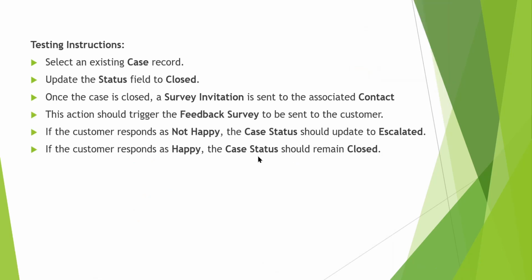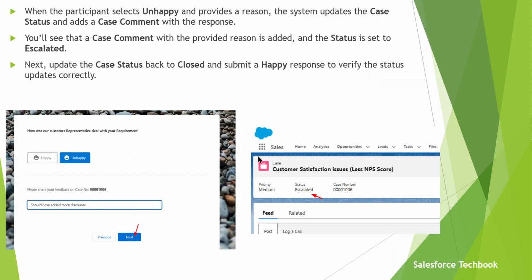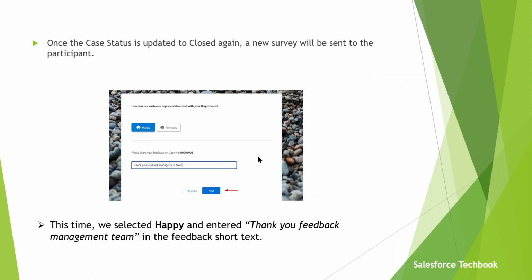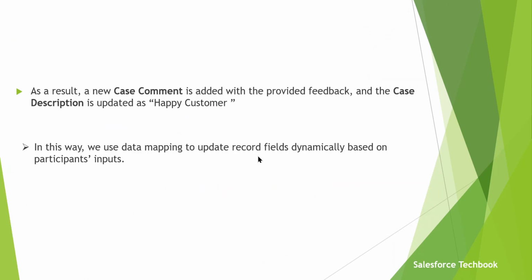Now here is a testing instruction: pick an existing case, make sure the case has a contact linked to it, and change the status to closed. This will trigger the flow we created. The survey is sent, and a survey email will be sent to the contact. Now the customer fills the survey. If they choose not happy, the case status changes to escalated. If they choose happy, the status stays as closed with updated case comments and description.